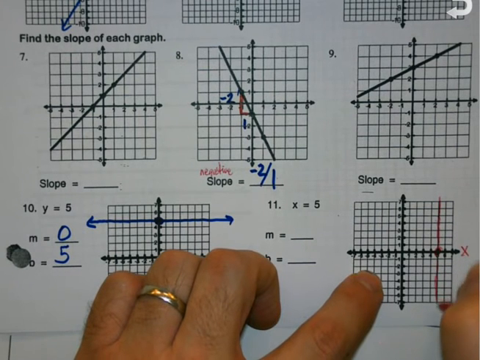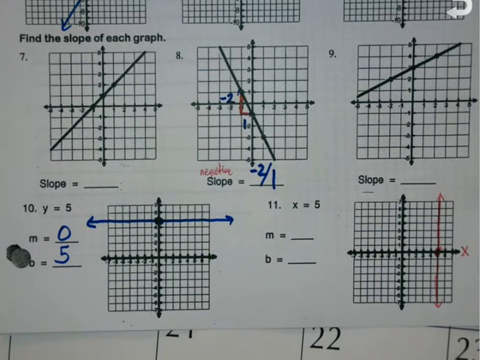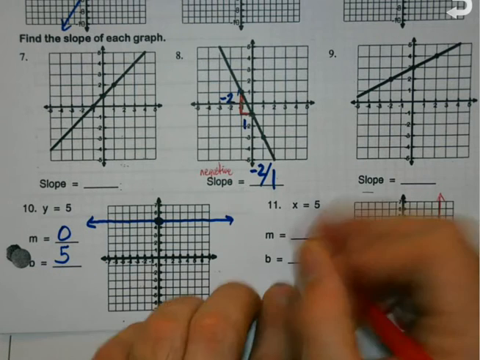And again, Mr. Slope Guy's got all this stuff too. I might have to pull him back out here in a second. What's my slope when I have a vertical line? Undefined.